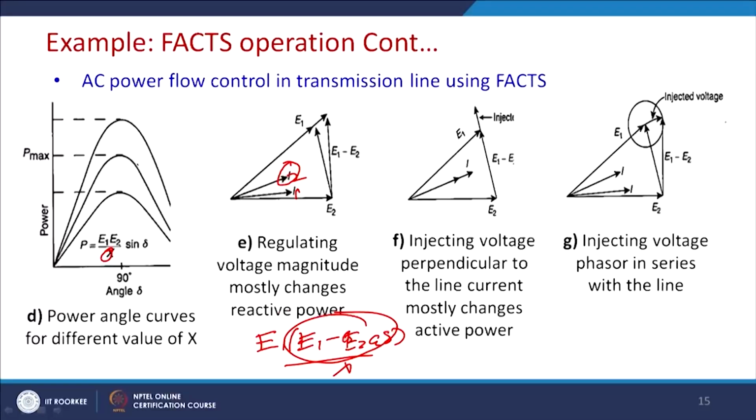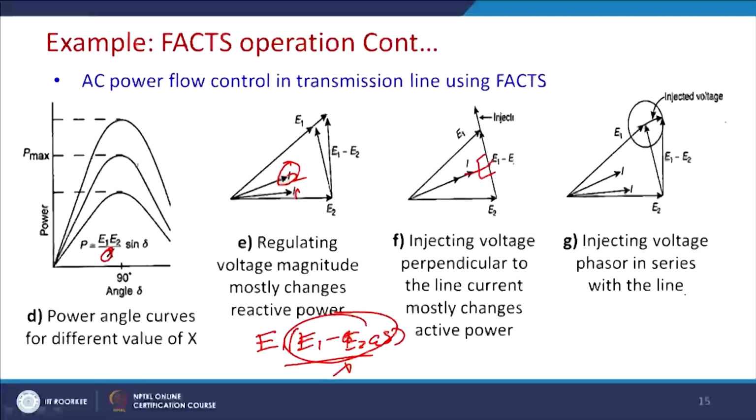shunt injections. Here in this case, we inject the voltage perpendicular to the current. So, this angle is 90 degrees. You inject the voltage perpendicular to the current, and this will essentially change the active power of the line. So, reactive power can be enhanced by injecting voltage perpendicular to the current.